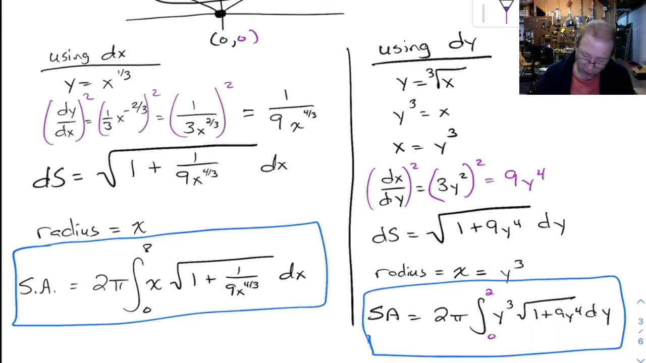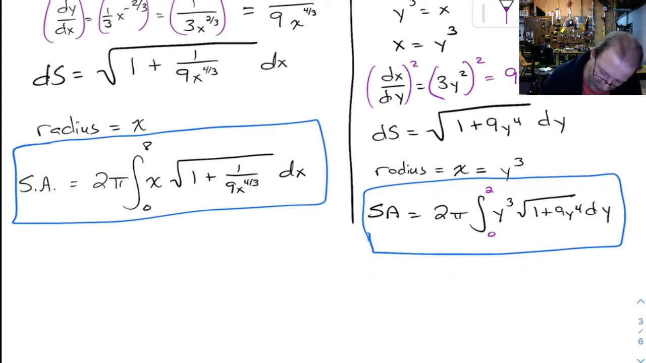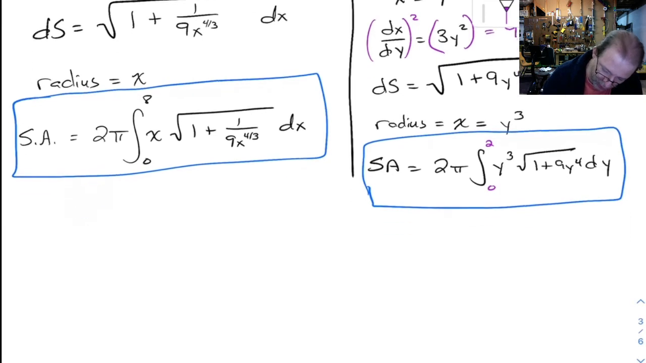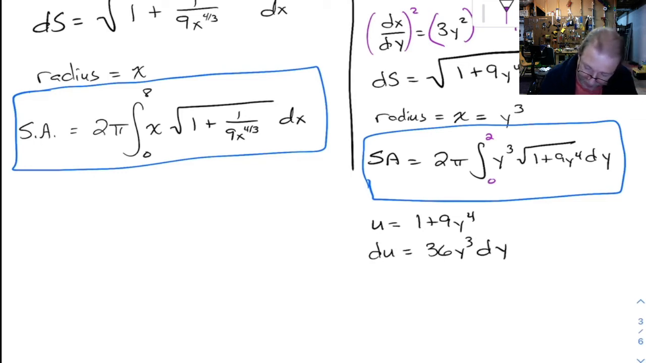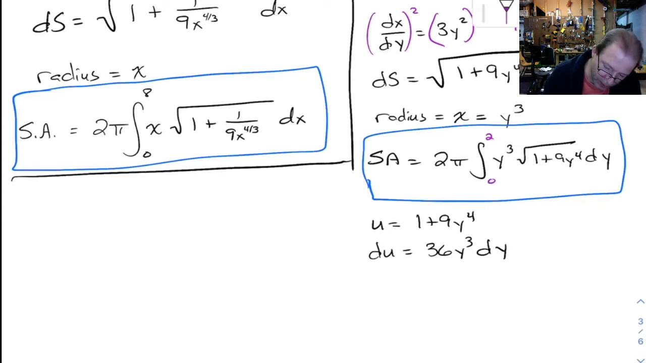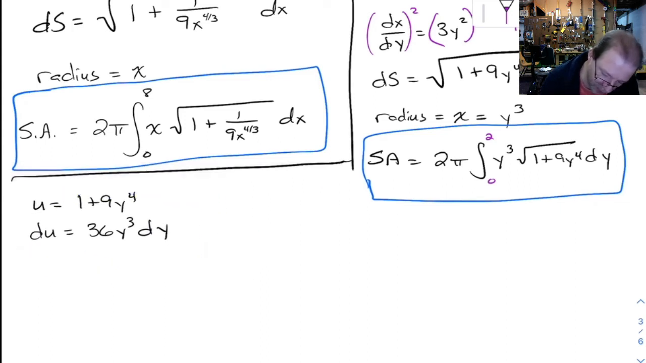And of the two, this one is by far the nicer integral to deal with, because we can just do a quick u sub. So let's do that one. I'll still just do it in black. If we let u equal 1 plus 9y to the 4th, du is going to be 9 times 4, which is 36y cubed dy. I'm going to move this over. So I get that for my u substitution.